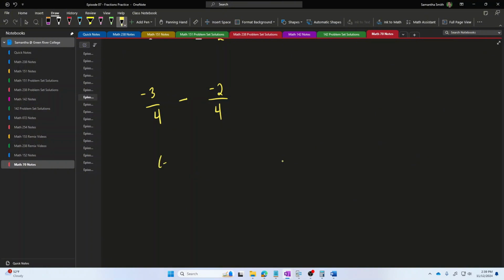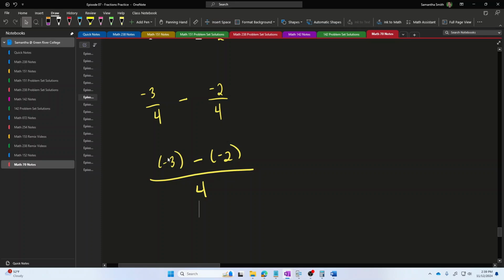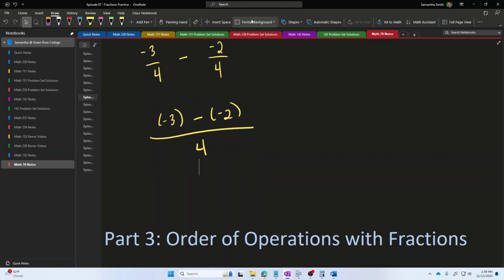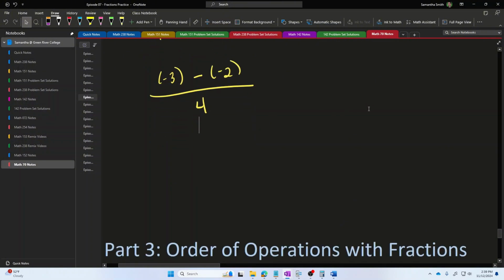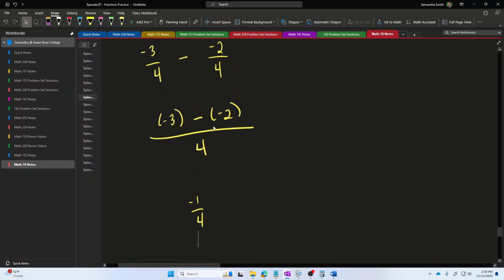So I have 3/4 negative, and then I'm subtracting negative 2. So I have a debt of 3 units, and then someone is coming to remove 2 units of debt. And if I have 3 units of debt and someone removes 2 units of debt, then I will be left with 1 unit of debt. So the result of this calculation would be negative 1 for that negative 1 unit of debt in the numerator, all over the common denominator of 4.